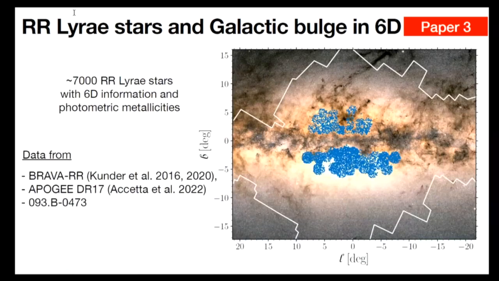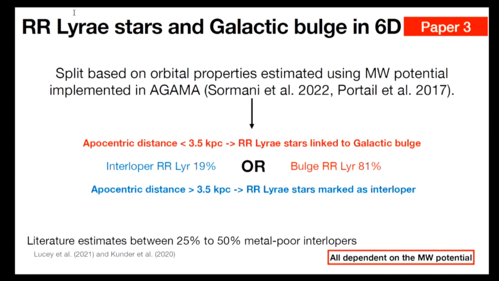line of sight velocities. What you see here is our data set for which we have that one missing component. We have approximately 7,000 stars with systemic velocities, distances, photometric metallicities, and proper motions, and we can do orbits for these stars. For the first time, we are actually going above the galactic plane. The first thing that we did, we estimated the orbits. We chose a Milky Way potential that was originally introduced by Portail and collaborators back in 2017 and implemented in the Agama software by Sormani 2022.